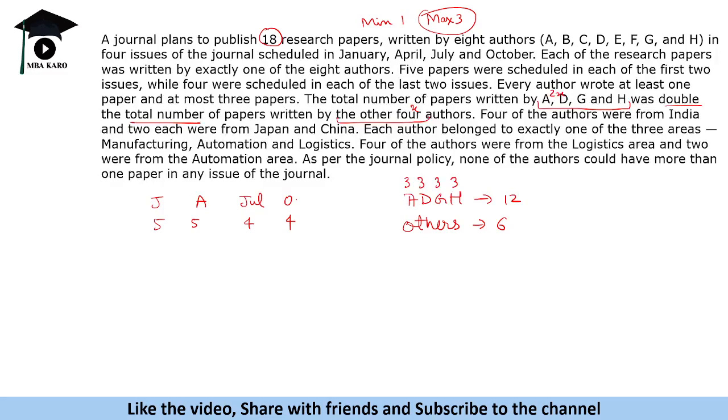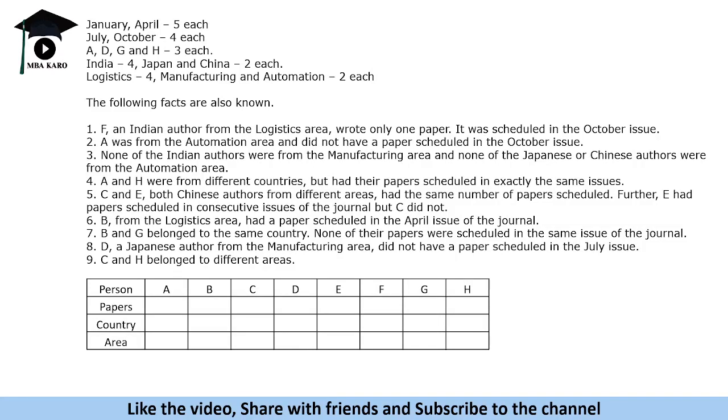Each author belonged to exactly one of the 3 areas: manufacturing, automation, and logistics. 4 of the authors were from logistics area and 2 were from automation area. As per the journal policy, none of the authors could have more than one paper in any issue of the journal. Okay, so these are all the conditions. In one issue, there will be only one research paper by a person. They have different areas, they belong to different countries, and they wrote different numbers of papers. So it is a multi-level arrangement. Okay, all right, so let us see further information.